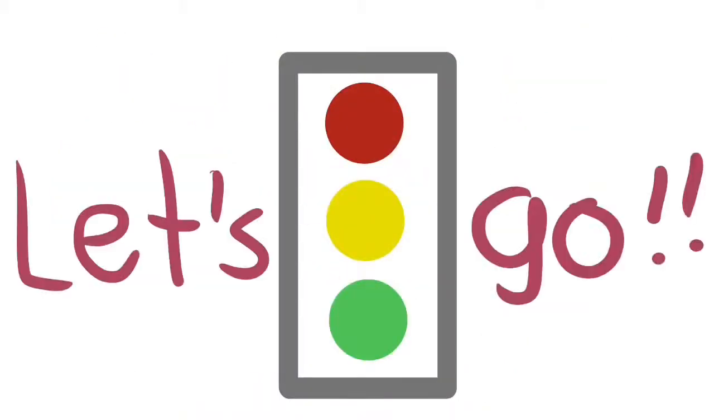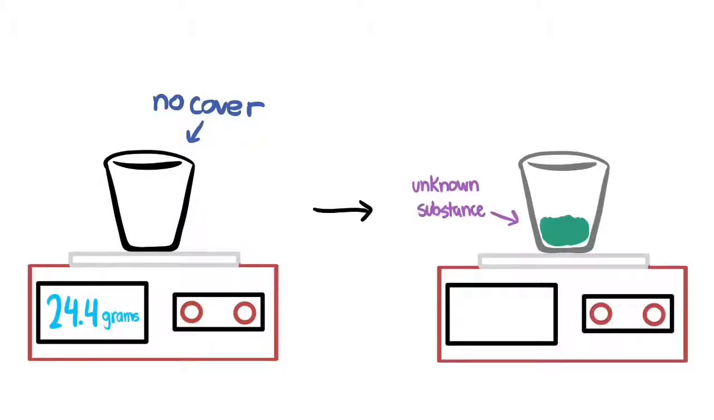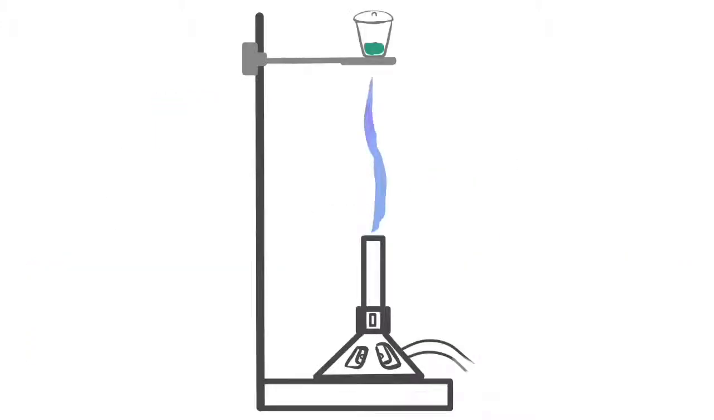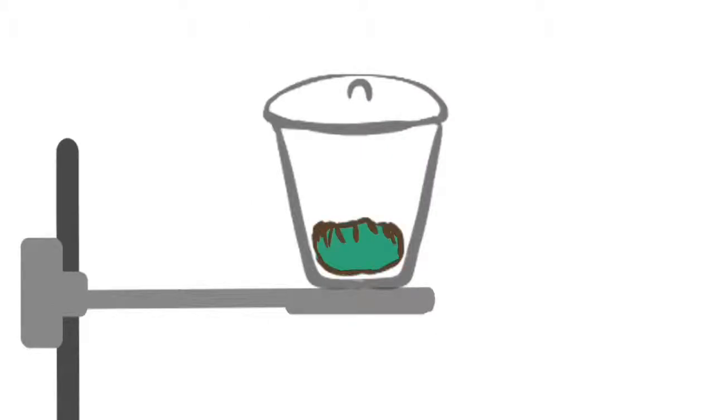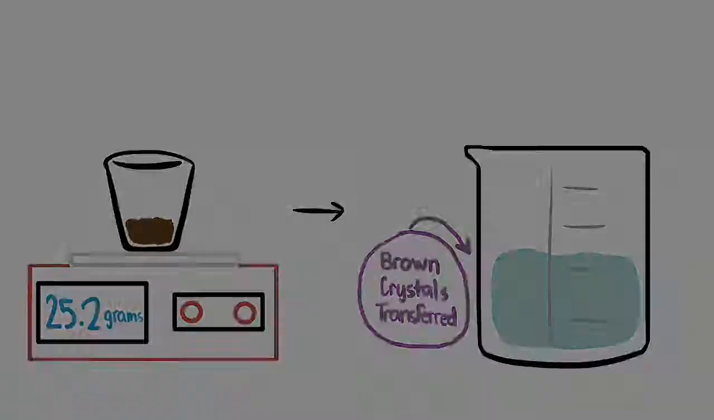Here's how it started. We weighed a crucible before placing an unknown sample inside, then heated it over a flame until all green crystals turned brown. Afterwards, we weighed the uncovered crucible once more and transferred it into a beaker with a small amount of water.